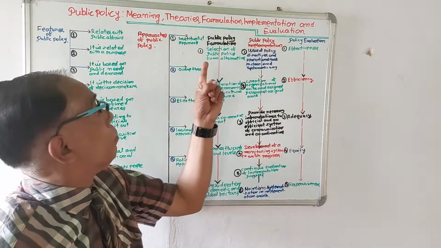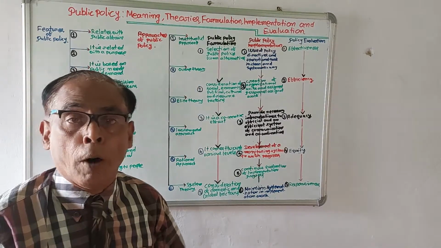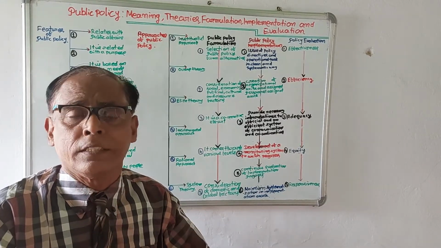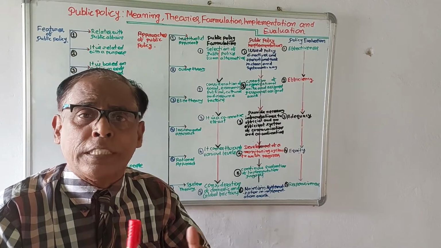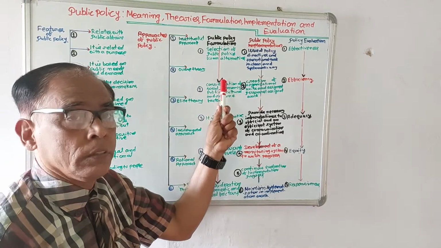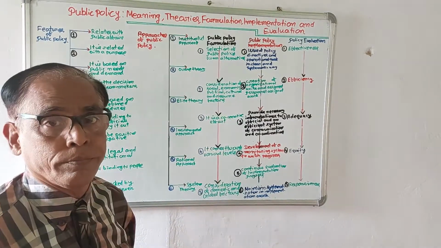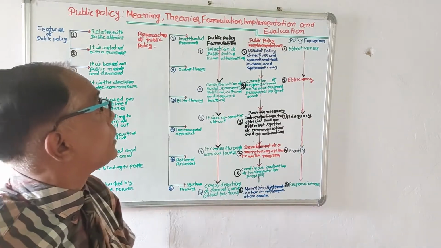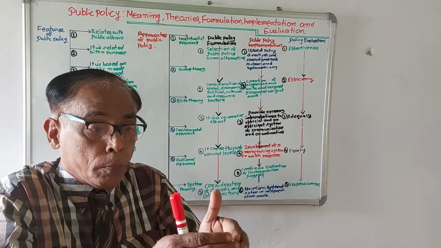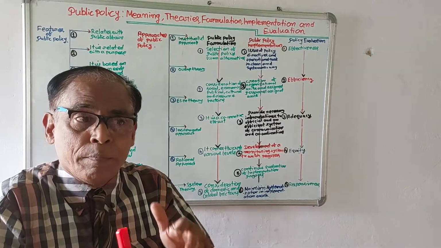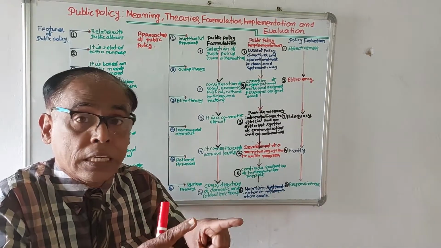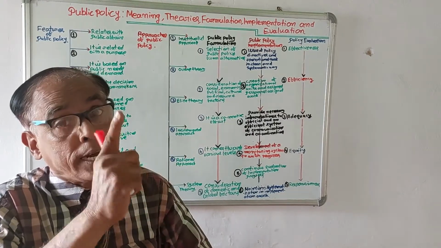Now we'll take up public policy formulation. The framing of public policy is not so easy. For the formulation of public policy, a lot of things have to be taken into account. First of all, selection of public policy from alternatives. Whenever public policy is formulated, its alternatives have to be considered, and from the different alternatives, the best one has to be selected.